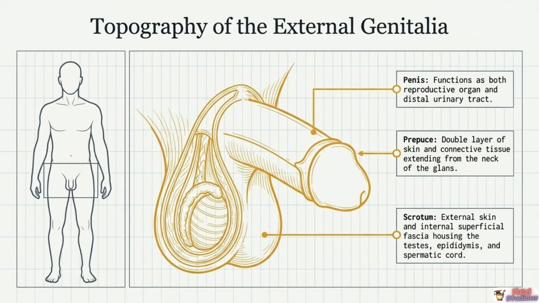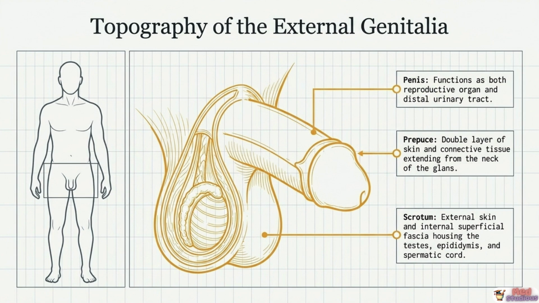The external male genitalia occupy the inferior anterior region of the trunk and consist of 3 main external structures, each with distinct anatomical and clinical significance. The penis serves dual functions as both the reproductive organ and the distal segment of the urinary tract. It contains 3 cylindrical erectile bodies, 2 corpora cavernosa and 1 corpus spongiosum, which fill with blood during erection.